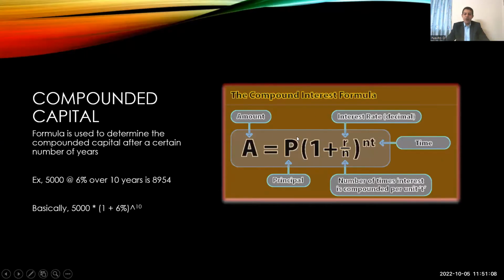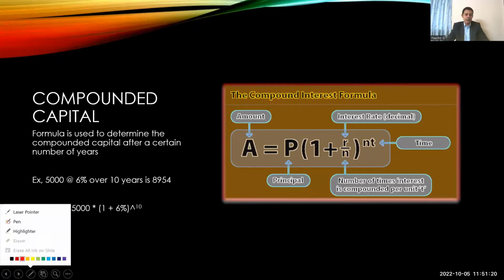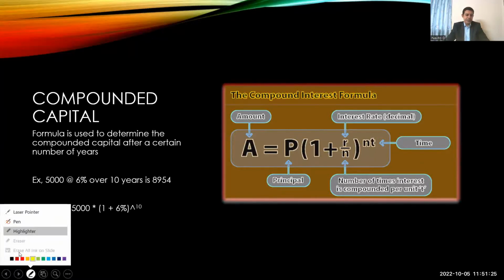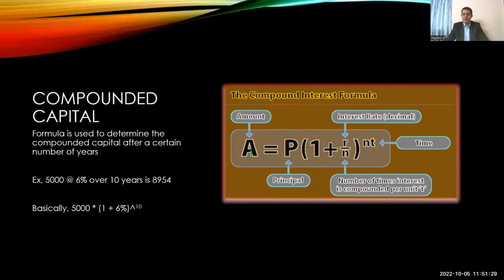I will share the screen which shows us the compounding formula. So this is the compound interest formula. Here, our principal is 5,000. Let me use a highlighter. Let's take green.